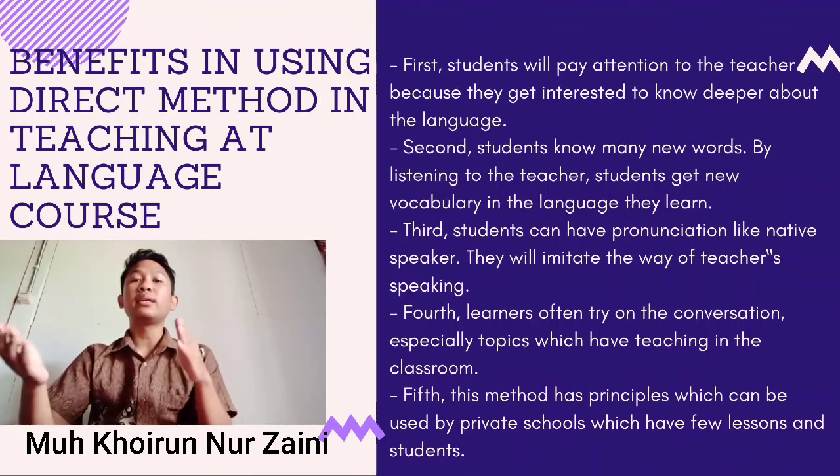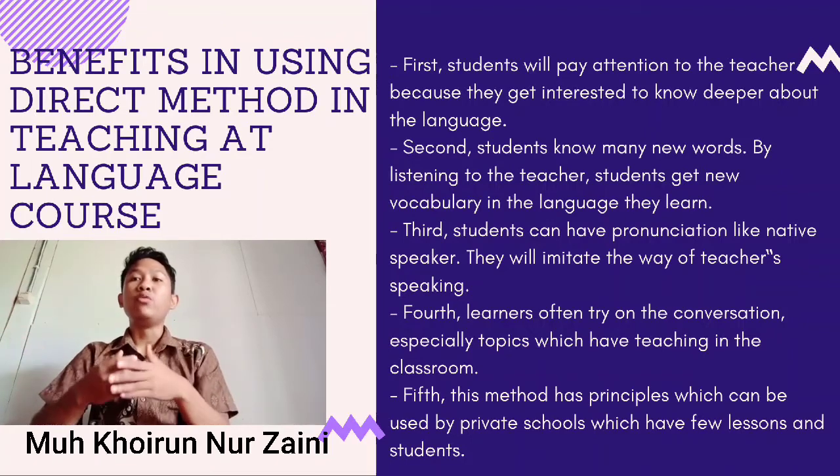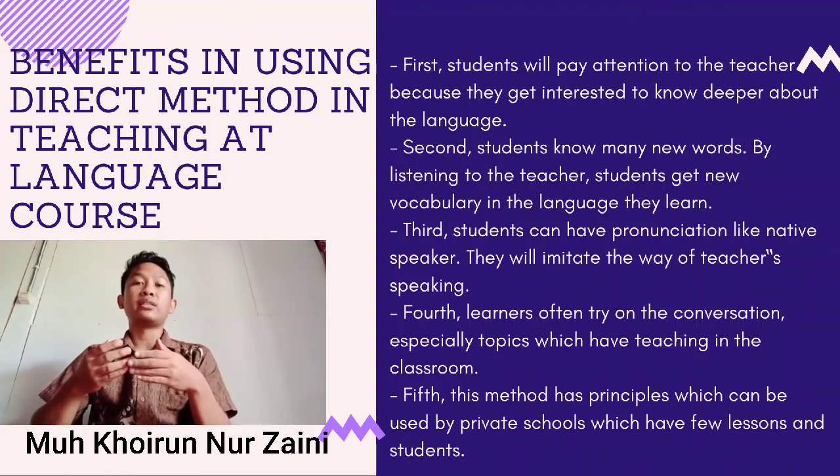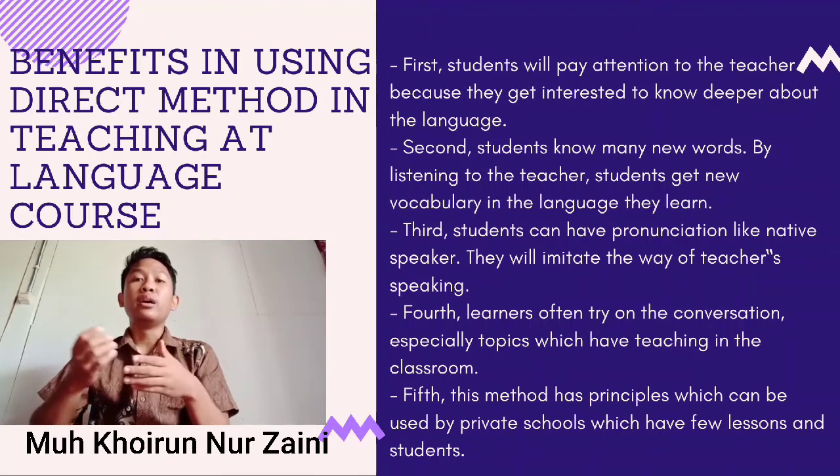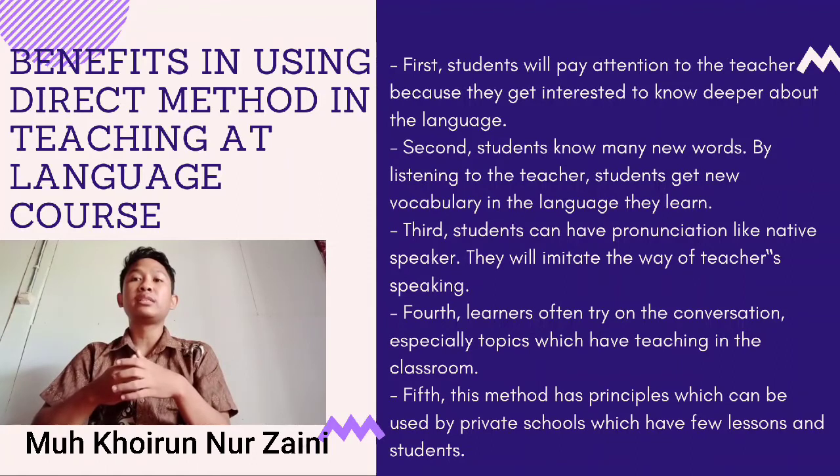Third, students can have pronunciation like a native speaker. Why? Because their teacher is a native speaker. They will imitate the way the teacher speaks. 4. Learners often try out conversation, especially on topics which have been taught in the classroom. The student can converse with their classmates. 5. This method has principles which can be used by private schools which have few lessons for students.